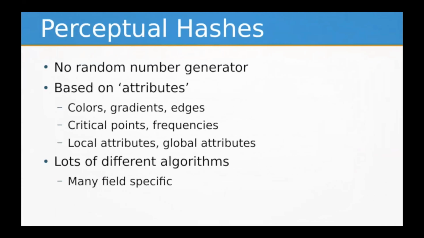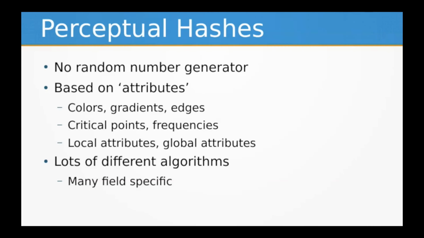Perceptual hashes use a different binning concept. They don't use a random number generator. Instead, they group content based on attributes like how the image is colored, the location of colored transitions, also called gradients, or the location or orientation of edges. They can also focus on critical points or frequencies from signal analysis. These attributes can be global to the entire picture or local to specific regions in the picture.